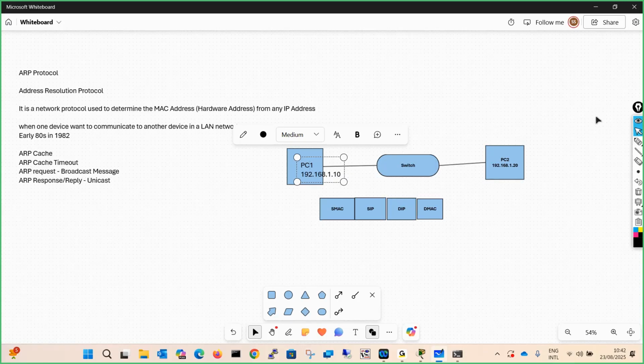Is this process clear to everyone? How the ARP protocol works? Is it clear to everyone? Any questions? Any doubt over here? Yes, Sarah.